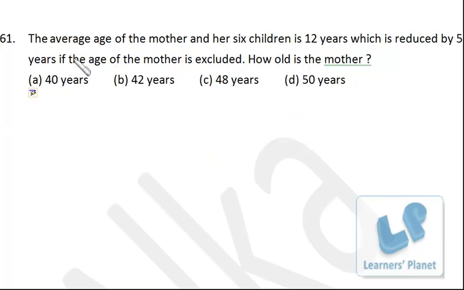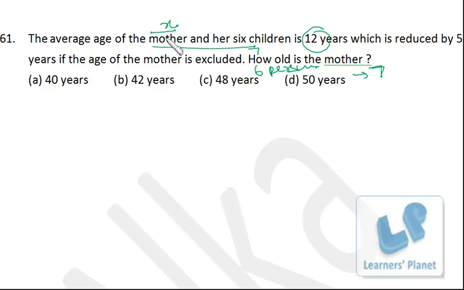Now this question: the average age of a mother and her 6 children, total 7 persons, is 12 years, which is reduced by 5 years if the age of the mother is excluded. Okay, so the new average is actually 7, and this average is of 6 persons, right? So once again we can go for the deviation method. Average of 7 persons is 12 years, and average of 6 persons is 7 years. So I assume the age of the mother to be x, right?